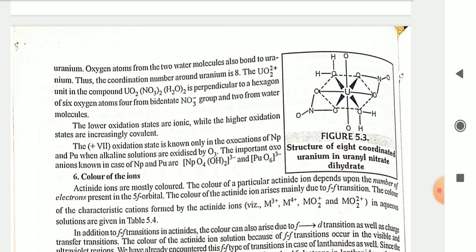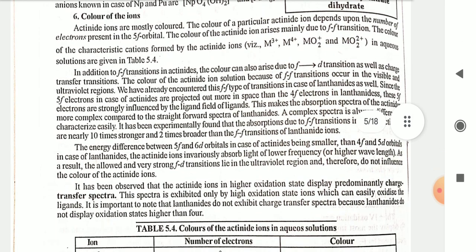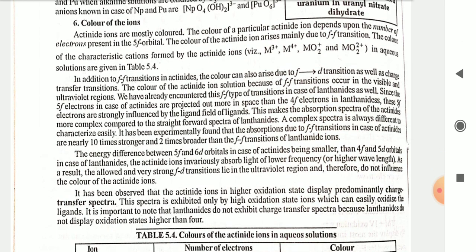Actinide ions are mostly colored. The color of a particular actinide ion depends upon the number of electrons present in the 5f orbital. The color of the actinide ion arises mainly due to f-f transition. The colors of the characteristic cations formed by the actinide ions in aqueous solution are given in table 5.4. In addition to f-f transition in actinides, the color can also arise due to f-d transition as well as charge transfer transition.